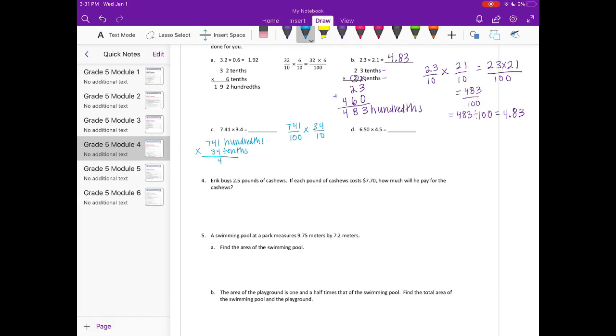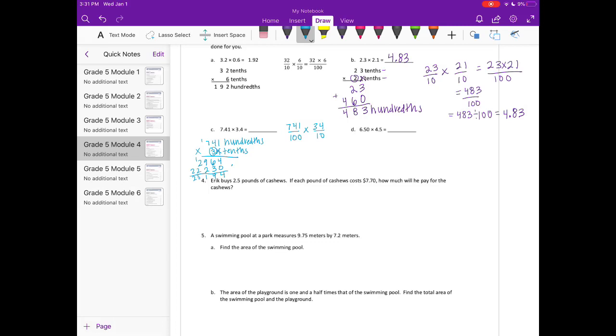4 times 1 is 4. 4 times 4 is 16. Carry the 1. 4 times 7 is 28. Plus 1 is 29. Put our 0 down. Erase that 1. On to the 3. 3 times 1 is 3. 3 times 4 is 12. Carry the 1. 3 times 7 is 21. Plus 1 is 22. Add it together. We get 25,194.